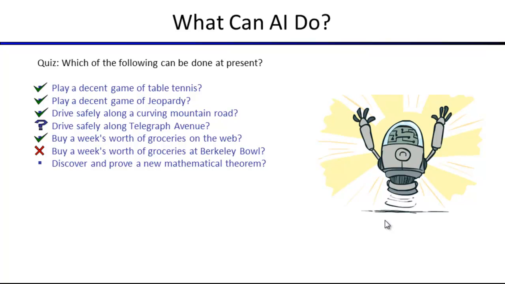How about discover and prove a new mathematical theorem? Who thinks yes? This is kind of a subtle one. It says two things in there: discover and prove. So the proving part, actually, yes, AI has proved theorems that were hypotheses before in pretty clean ways that were surprising to people. But discovery is a whole other thing, because there are so many things you can prove in mathematics, and most of the things you might be able to prove are just not interesting.